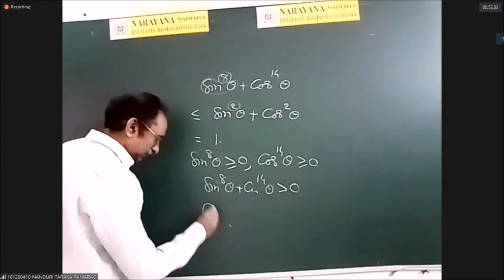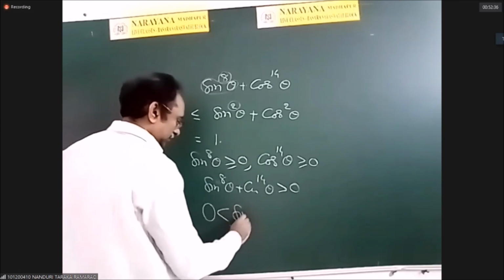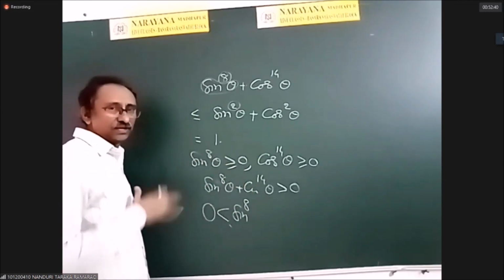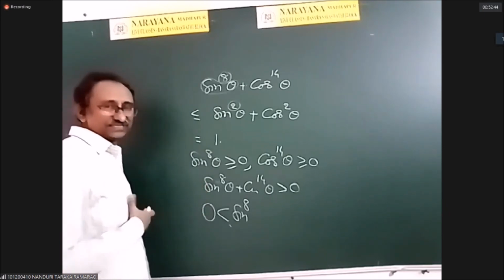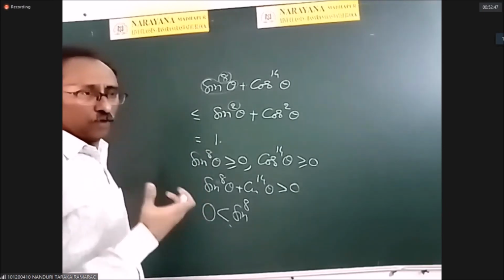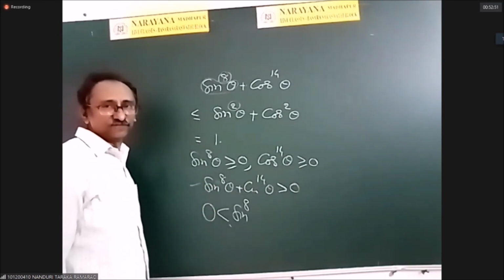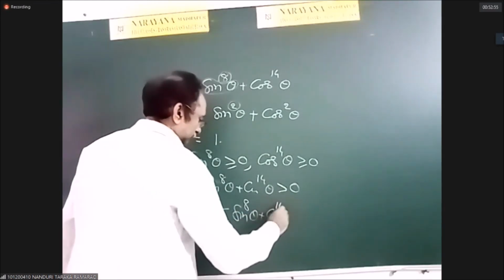Therefore, I can give the lower bound just 0, less than this expression. But I cannot give exactly the least value of this function at this juncture. At this juncture, it is not sufficient. We don't have sufficient tools to find the minimum value of this function. So we leave it like this.